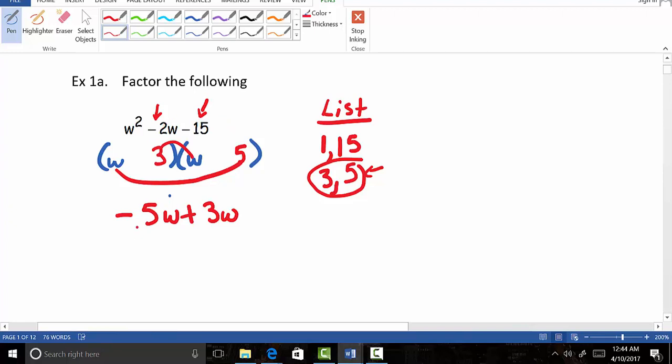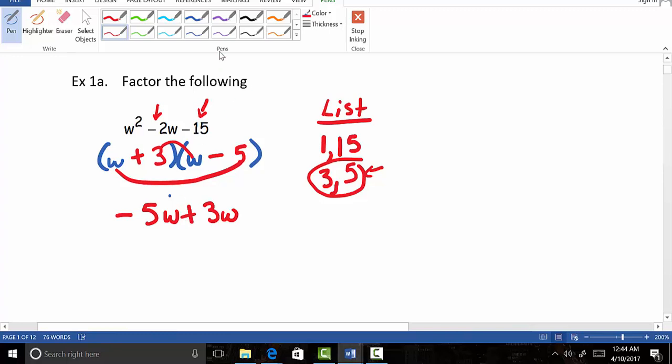So back inside the parentheses then, this one would have to be a negative 5 to get the negative 5W, and this one would have to be a positive 3 to get the positive 3W. And so when we combine them again, we get that negative 2W that we're hoping for.